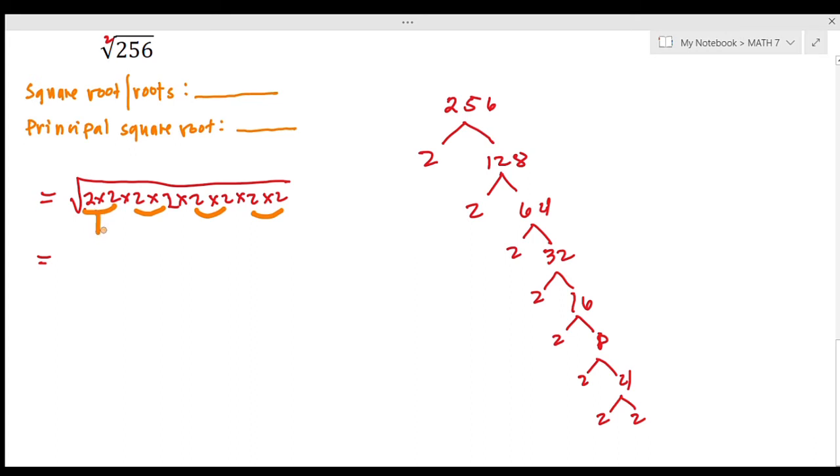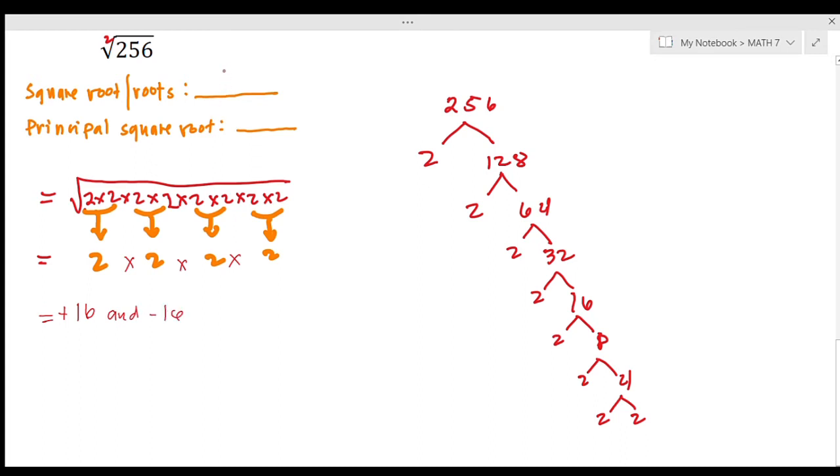At ang gagawin natin diyan, ilalabas natin siya dito sa loob ng radical sign. So yung pair ng 2, pag nalabas na natin siya sa radical sign, magiging isang 2 na lang. Ito naman, magiging isang 2. Ito naman, magiging isang 2. At ito naman, magiging isang 2. And then, after natin ilabas, i-multiply na natin sila. 2 times 2, we have 4, times 2 is 8, and 8 times 2 is 16. So meaning to say, the square roots of 256 are positive 16 and negative 16.